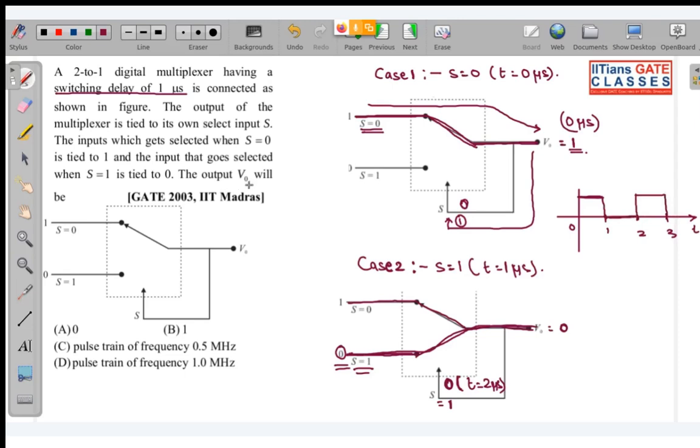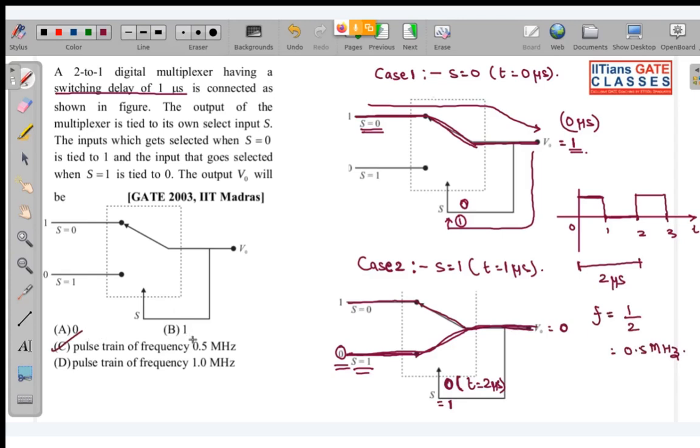So the output V0 will be what? The options are a pulse train of frequency 0.5 megahertz and a pulse train of frequency 1 megahertz. The time period, you can see, is 2 microsecond. So frequency will be 1 divided by 2, that is 0.5 megahertz. Option C is your correct answer.